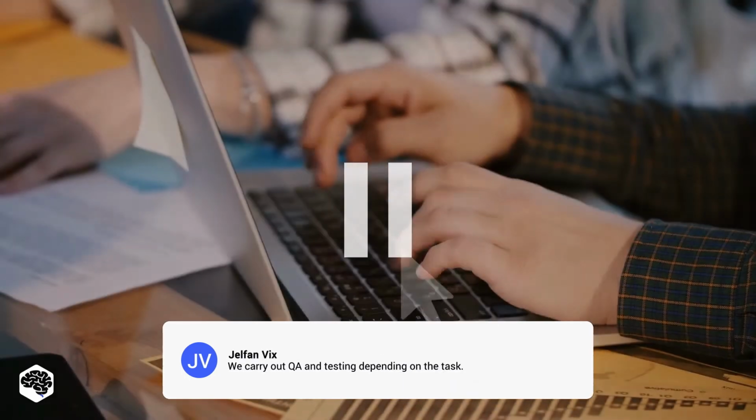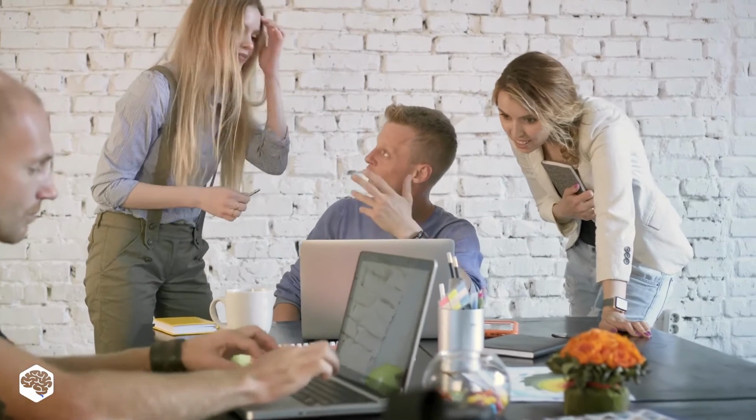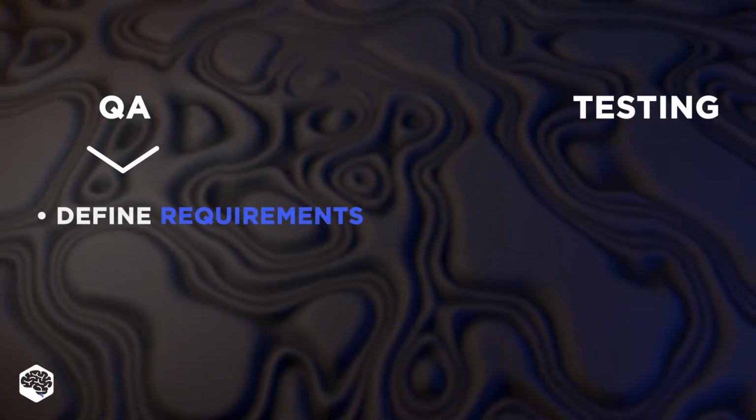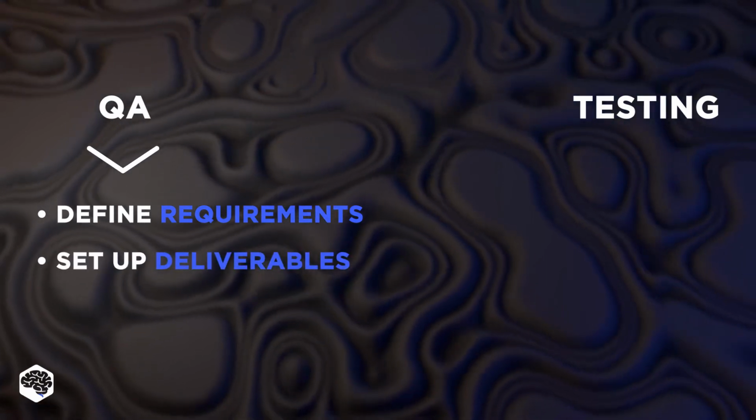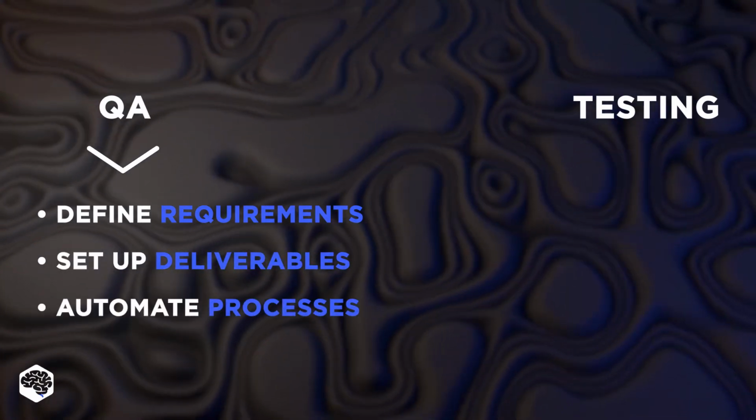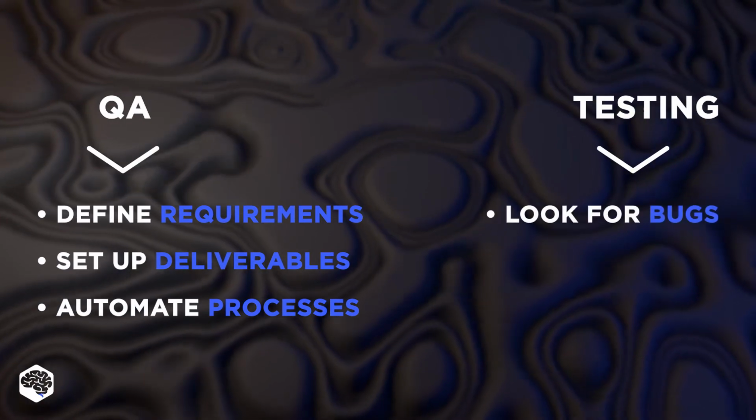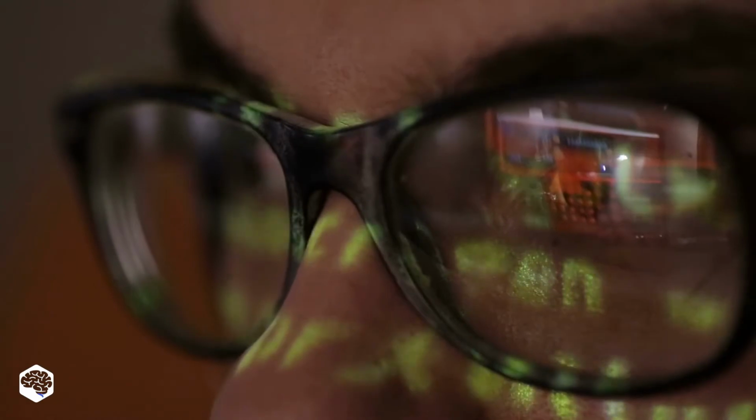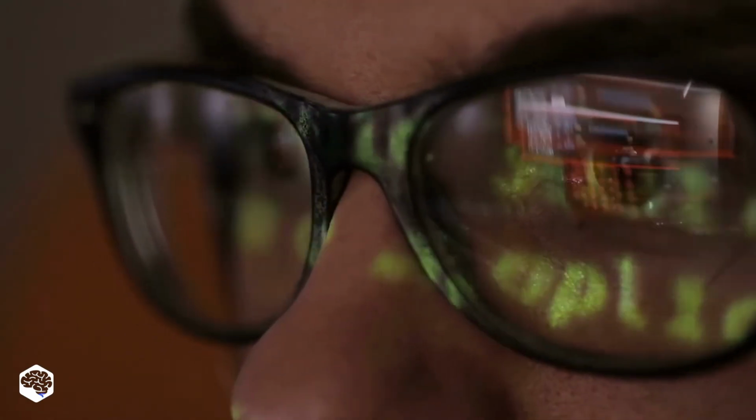Are you done? Well, although QA and testing constantly cooperate, they are not the same. QA teams define product requirements, set up deliverables, and automate processes. They are not actually looking for bugs. Wondering how the process is organized? Let's review software development methodologies from QA perspective.